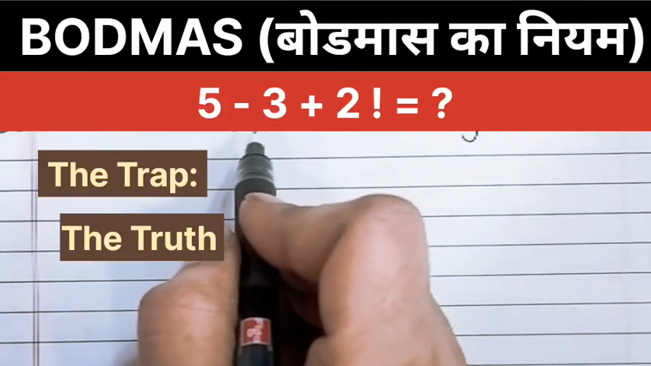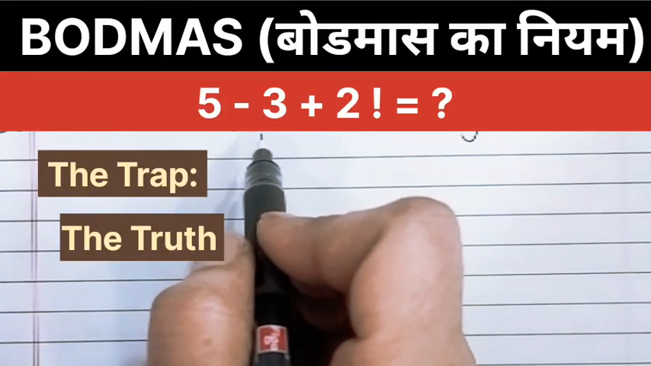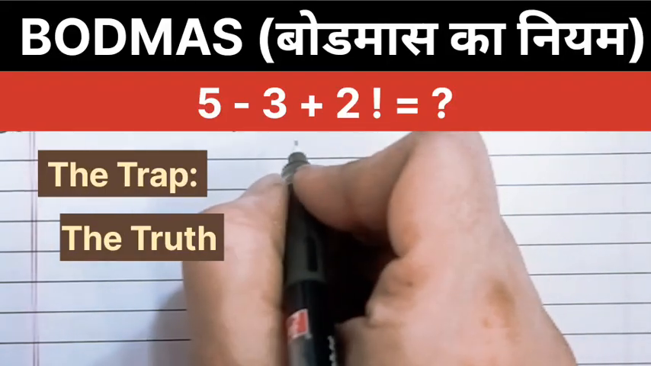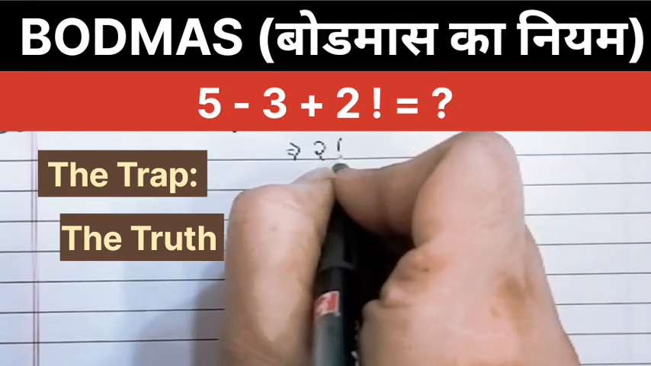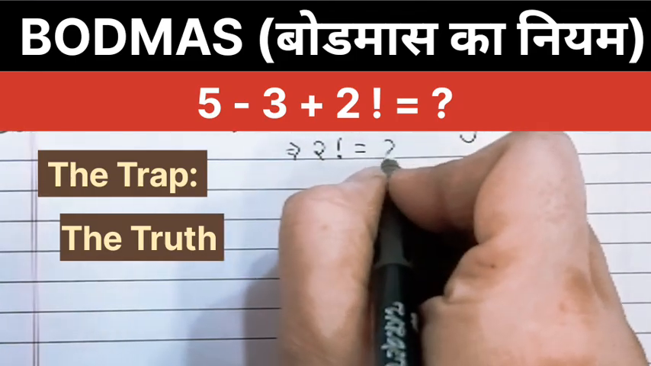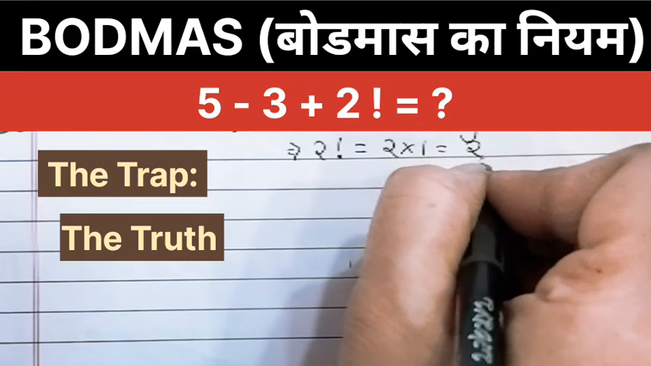Now to solve this expression, we first need to evaluate the factorial. So the factorial says 2 factorial is equal to 2 multiplied by 1, which is equal to 2.